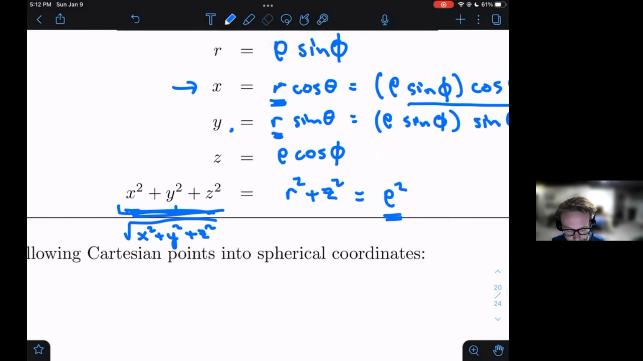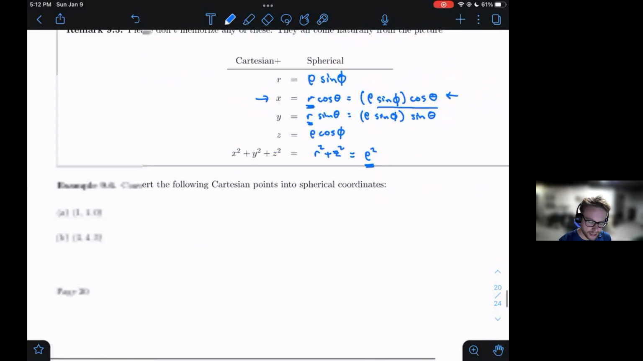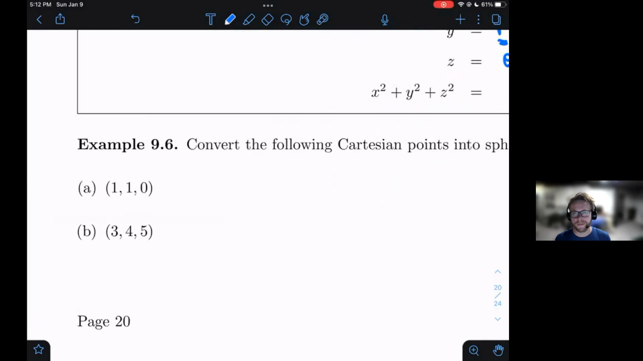Okay, well, now that we have these formulas, and again, we'll be using them more in class to transform full equations and all that sort of stuff, let's just get a little practice converting a few points. So in this case, we're just going to be going from Cartesian into spherical coordinates. So I have an x, y, z ordered triplet, and I would like to figure out what is my rho, my phi, and my theta.